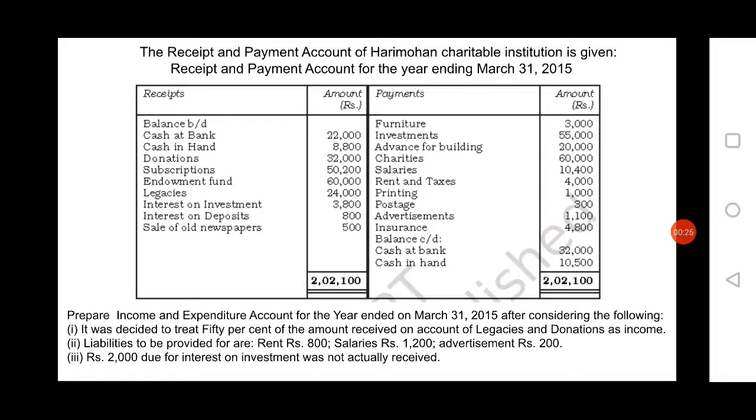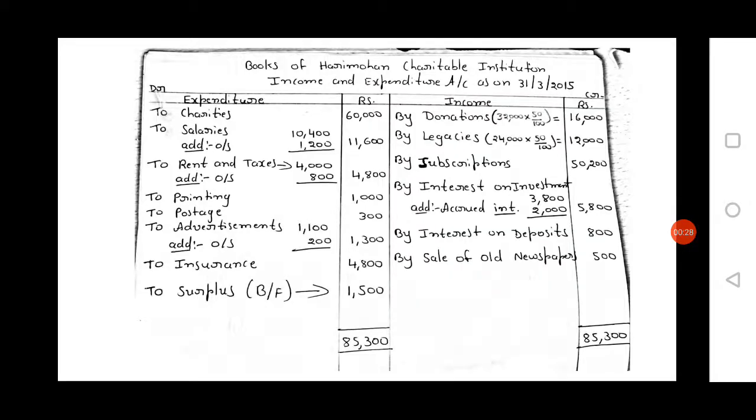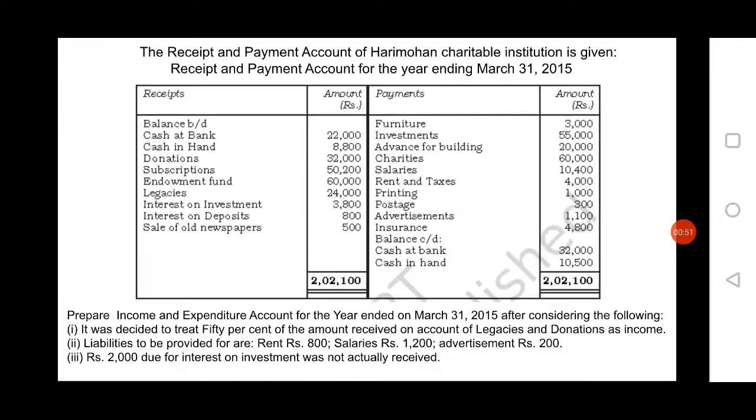While solving, first you have to write the title, that is, in the books of Hari Mohan Charitable Institution, income and expenditure account as on 31st March 2015. On the debit side you have to record expenditure, on the credit side income. While recording expenditure side items, you have to refer to the payment side items. In the payment side, first they have given furniture of rupees 3000.